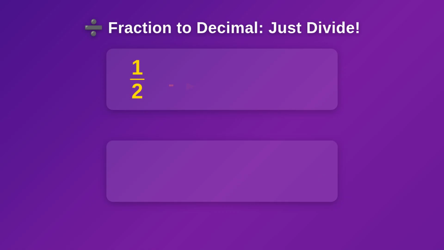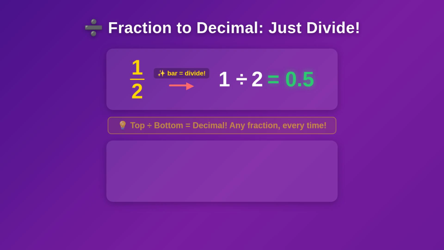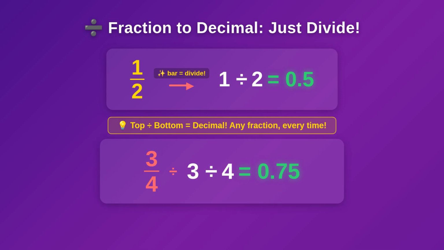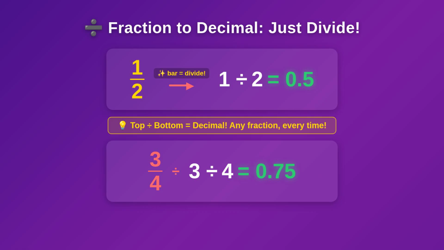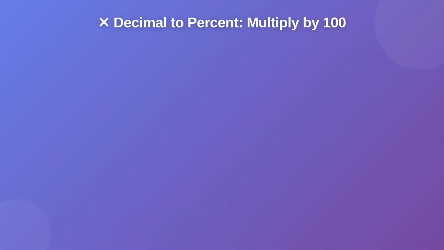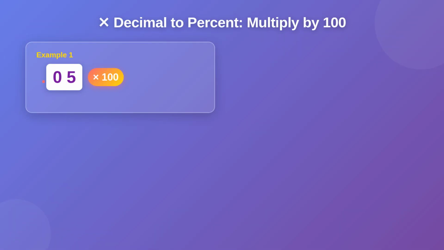Okay, let's learn the first conversion. How do you turn a fraction into a decimal? Here's the trick. A fraction is just a division problem in disguise. The top number, the numerator, gets divided by the bottom number, the denominator. So 1/2 means 1 divided by 2, which equals 0.5. The fraction bar is secretly a division sign. Maya just had her first aha moment. Any fraction you see, just ask yourself, top divided by bottom. That's your decimal.